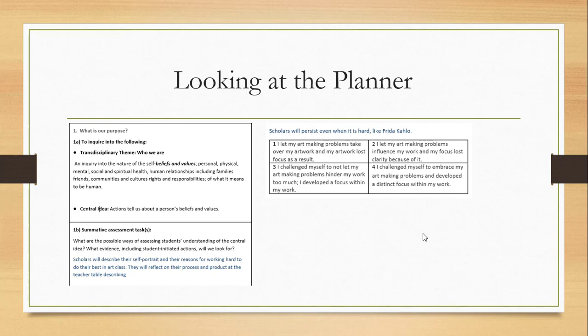The summative assessment should always link back to the transdisciplinary theme and the descriptor. So their description of their self-portrait and the imagery that they have chosen is actually more important to this overall understanding, and persisting through challenges is a smaller piece of the understanding. Just being reflective, I know that when I wrote this originally, I was new to the planning process and I didn't really understand that connection between the transdisciplinary theme and the summative assessment.